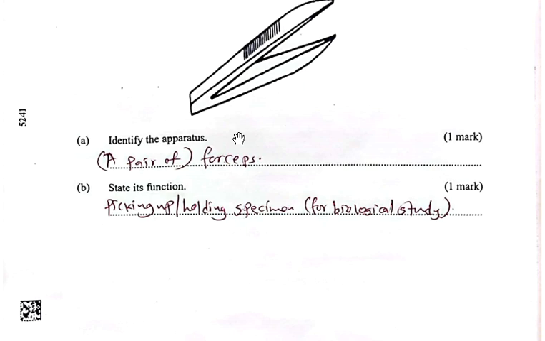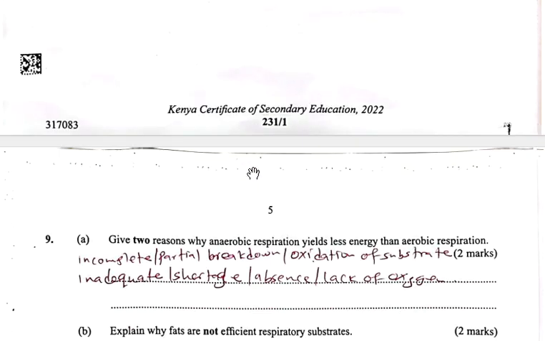Identify it, and that is a pair of forceps. A pair of forceps. And the function is for picking up or holding specimens, especially the specimens which are dangerous because they are poisonous. Then next question, question 9.